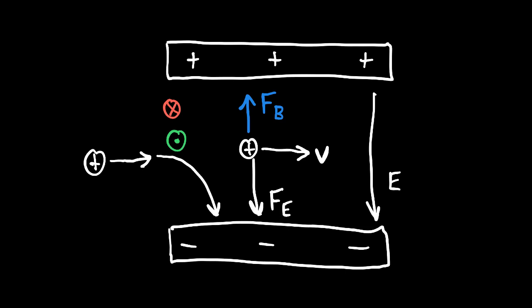So I can take my fingers and put them in the direction of v. If I bend my fingers into the board, what direction is my thumb pointing? Up. Is that what I want? Yes. Is that the direction I want the magnetic force? Yes. So I want to go into the board.